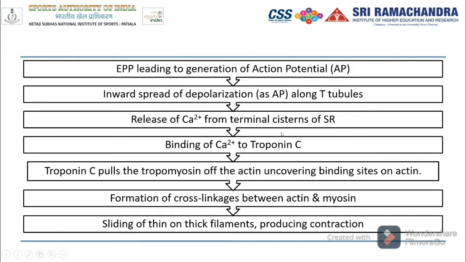This calcium will bind to troponin C. Troponin C is going to pull up the tropomyosin, which is going to expose the active sites of actin. Once these active sites are exposed, myosin can easily bind to the actin and produce the necessary movement. So this is how the muscle contraction happens.